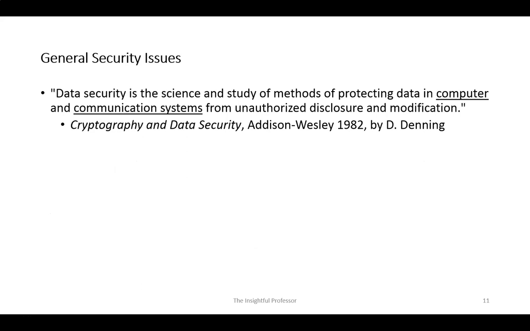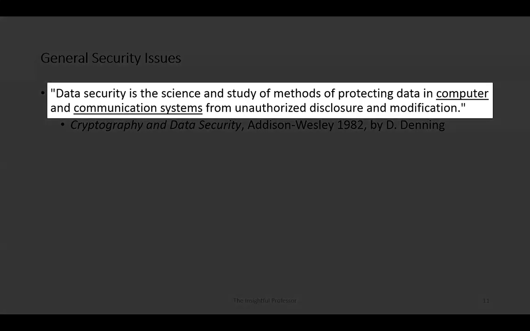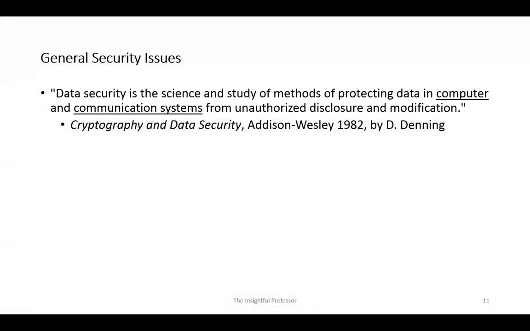Dorothy Denning, in her book, Cryptography and Data Security, provides this definition of data security. Data security is the science and study of methods of protecting data in computer and communication systems from unauthorized disclosure and modification. From Denning's definition of data security, we see that data might reside within a computer, but it might also be transmitted to another computer. Now, data security involves legal, social, and ethical issues.